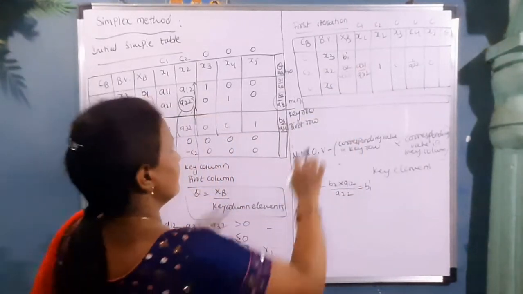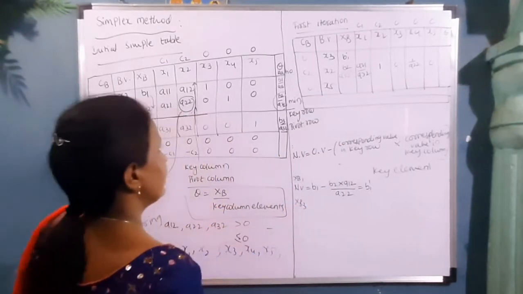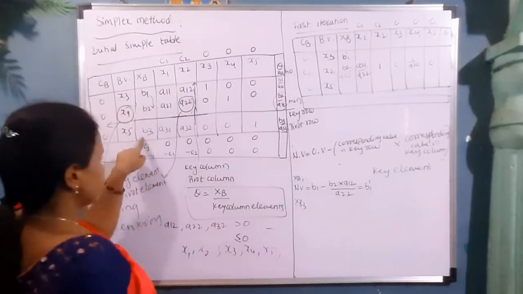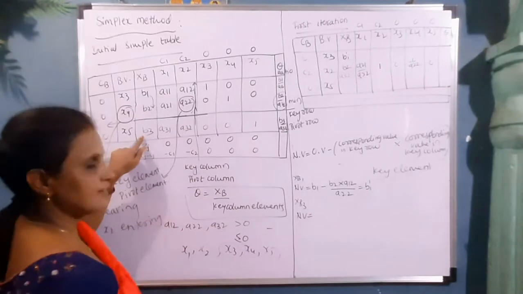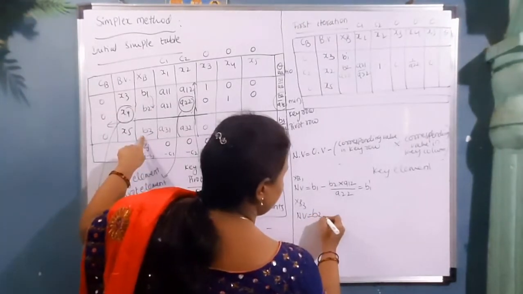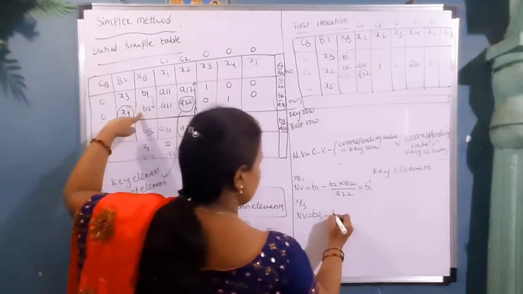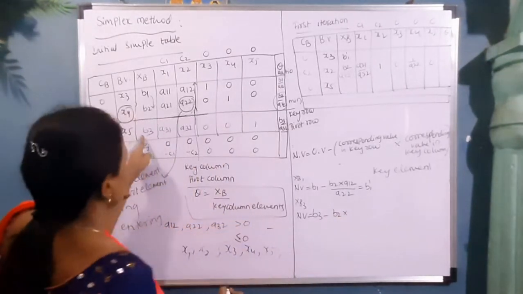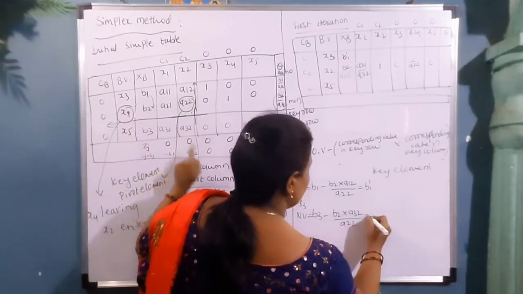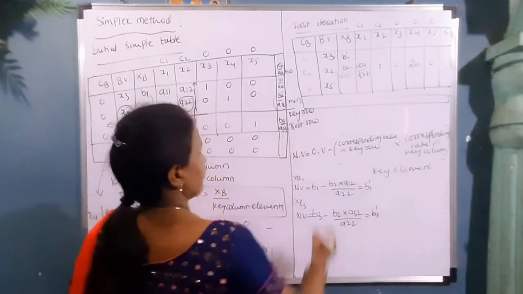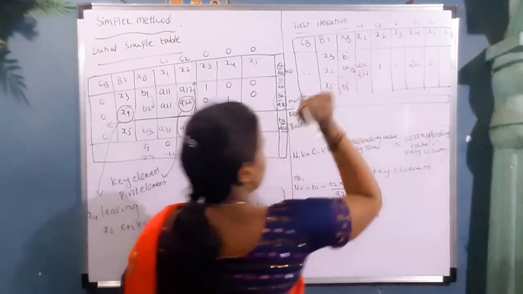So if we want this value, say XB3, if we take this as XB1, XB2, XB3, we can write new value equal to old value, which is B3, B3 minus corresponding value in row will be B2 into corresponding value in column is A32 divided by A22. We denote this as B3 dash. So it is B3 dash. And we denote this as B2 dash.